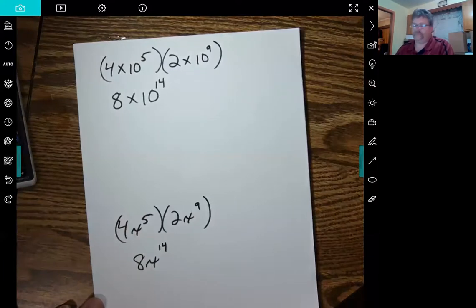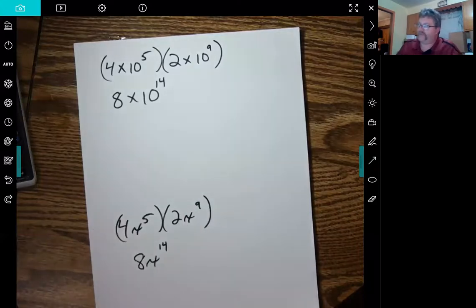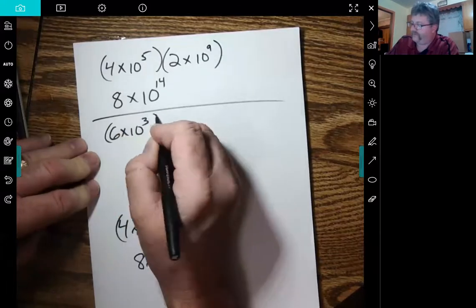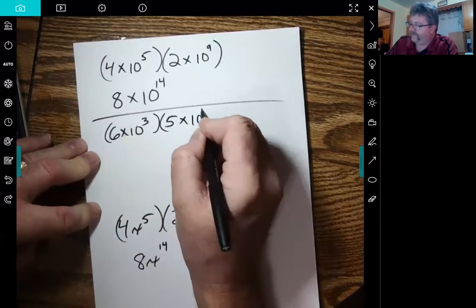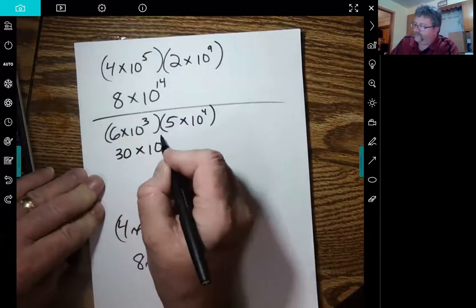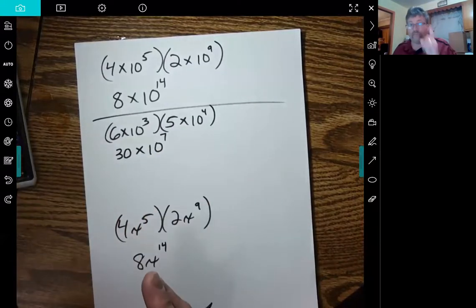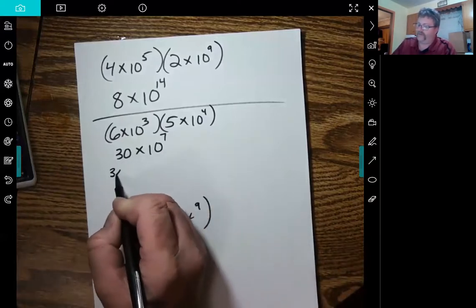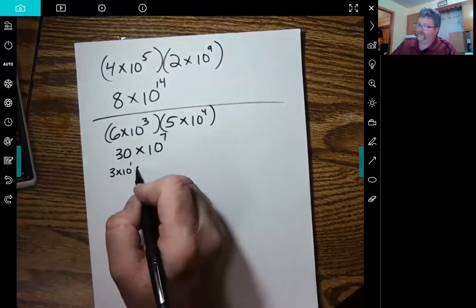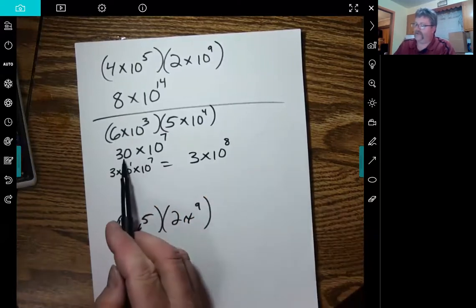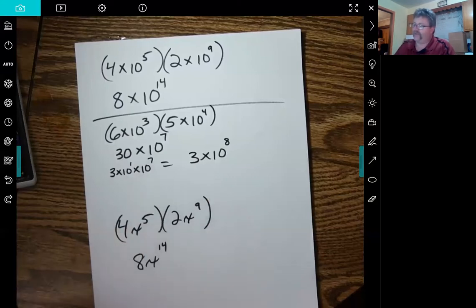All right, no big deal, right? Now, what if my number of 8 was bigger than 10? What if it was 6 times 10 to the 3rd power times 5 times 10 to the 4th power? Well, 6 times 5 gives me 30 times 10 to the 7th power. But remember, scientific notation only wants one digit and then the decimal point. So that 30 is like its own little scientific notation of 3 times 10 to the 1st power. Then we have times 10 to the 7th power, so it's 3 times 10 to the 8th power. So I need to shave a power of 10 off of my 30 and put it over here with the 10 to the 7th to make it 10 to the 8th.